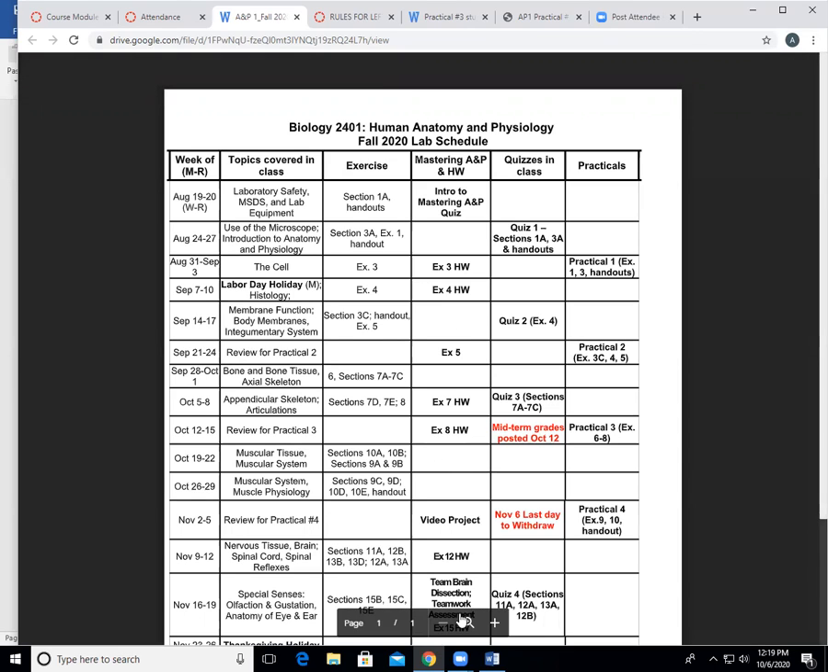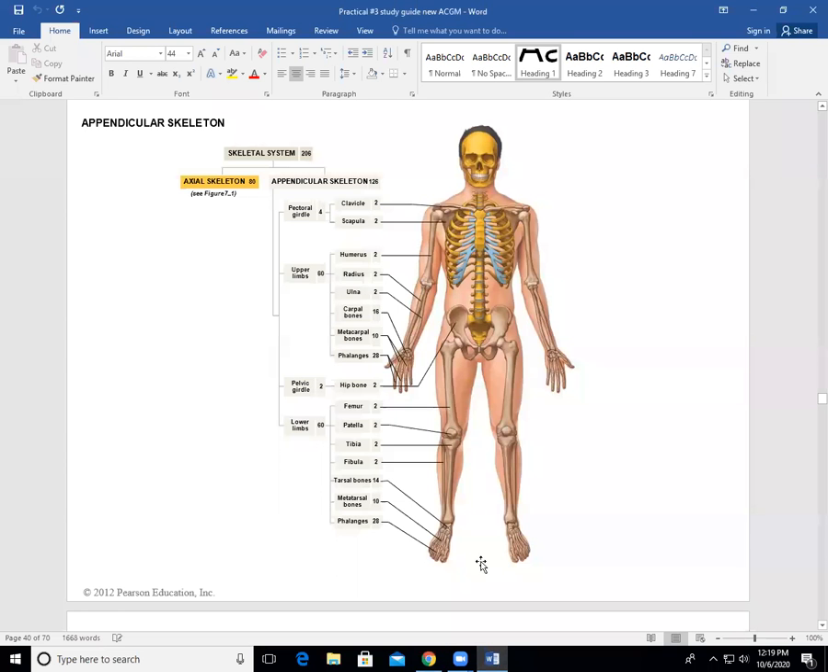So let's go ahead and switch. Last week we covered the axial skeleton. Remember there's 80 bones there. This week we're covering appendicular skeleton. So you have 126 bones. So you have the pectoral girdle, the upper limbs, the pelvic girdle, and the lower limbs.